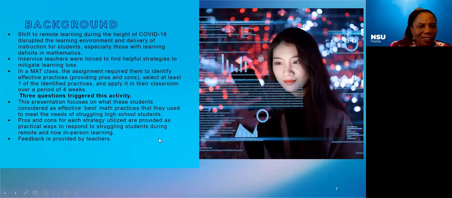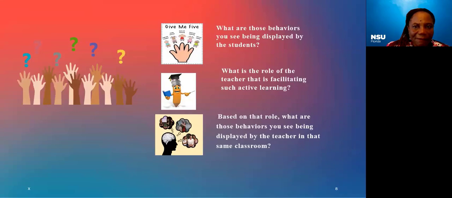Okay, and this was done over a 4 week period, and they looked at those questions that triggered this activity. Okay, so we're going to look at some of the best practices that they had and some of their responses. Sorry, if I'm going too fast, stop me, please. So they were concerned about, there were 3 questions.